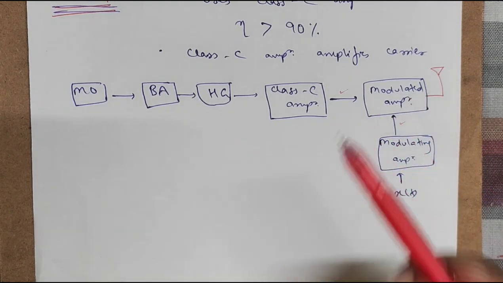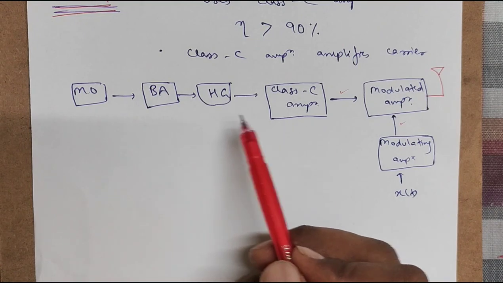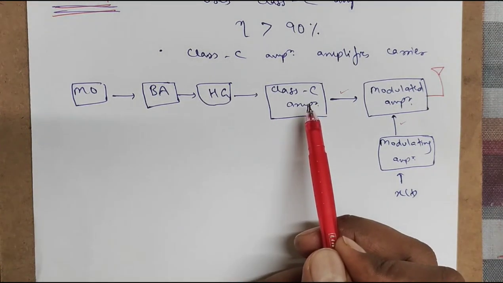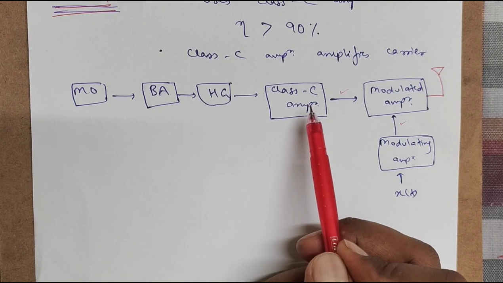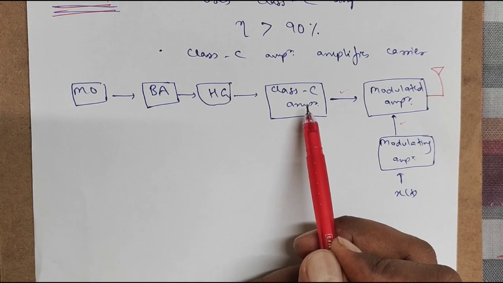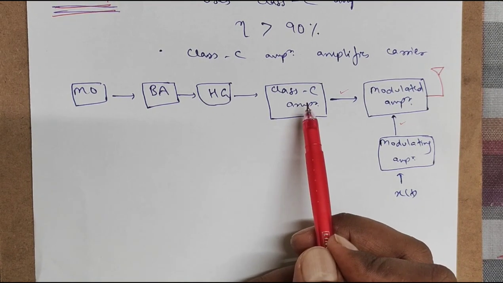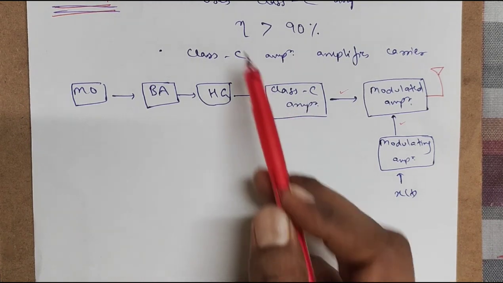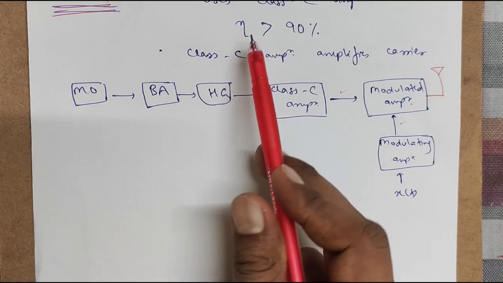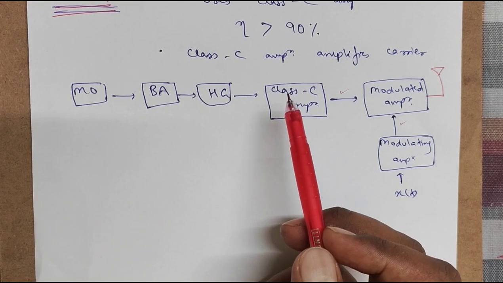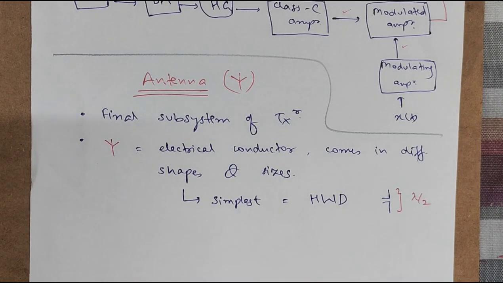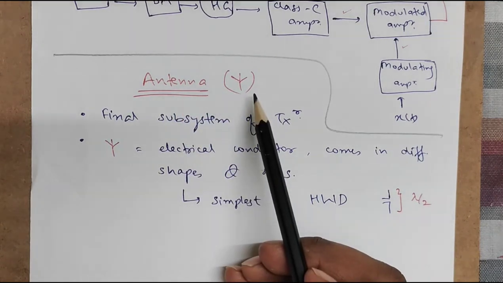So what I can say here is that the power level is amplified, the power level is increased, before modulation, and that increase in power level is due to the Class C amplifier, which has high efficiency. So the last block in the transmitter, the final one, is the antenna.